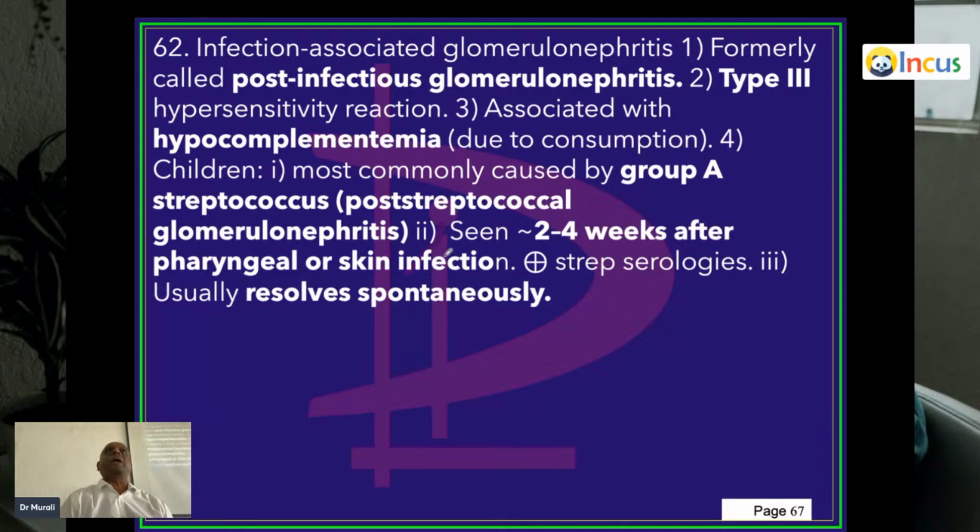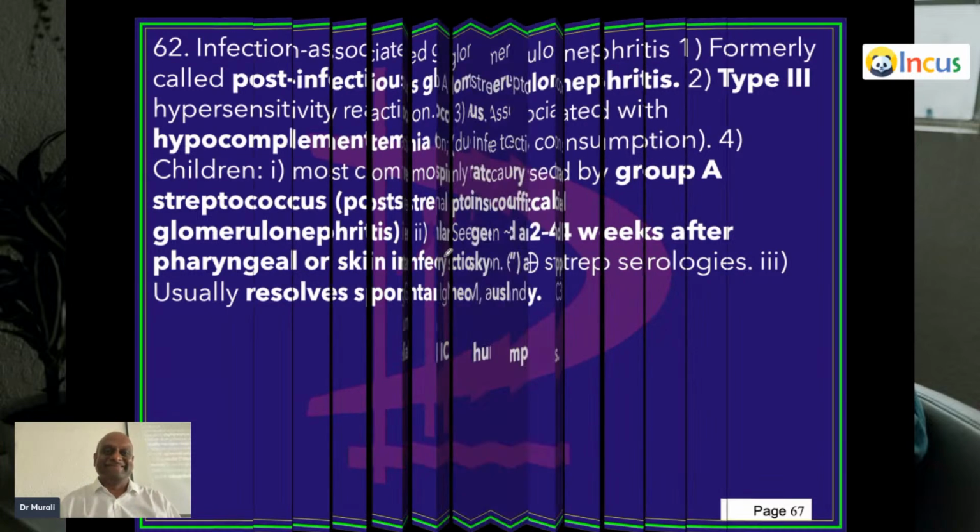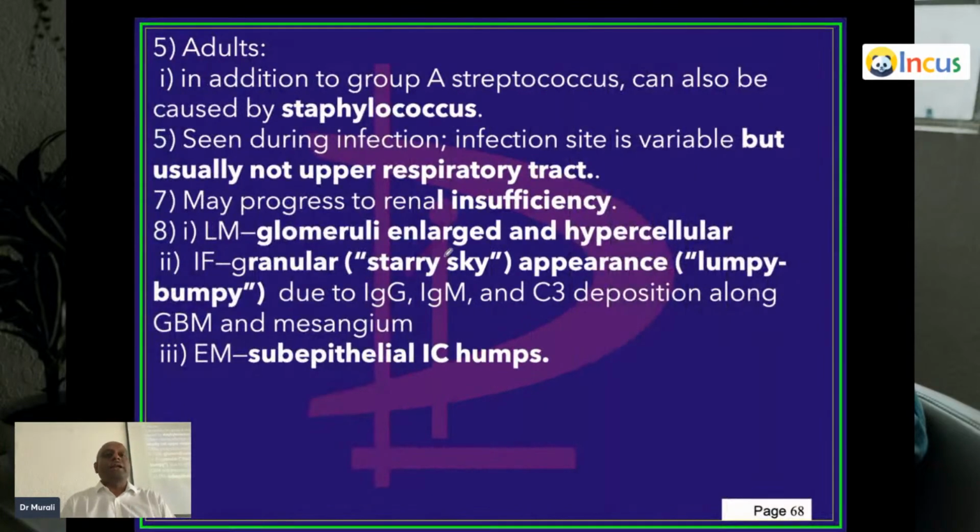Remember, a lot of times all that hematuria, all that hypertension that you see with PSGN will resolve spontaneously. Then what are we doing? We are doing urine examination, we are admitting the patient, we are saying we will control the BP. By the time you do all that, it resolves spontaneously. So that is the point you need to remember.